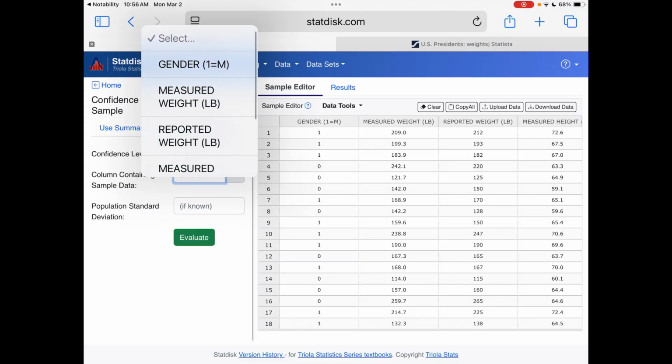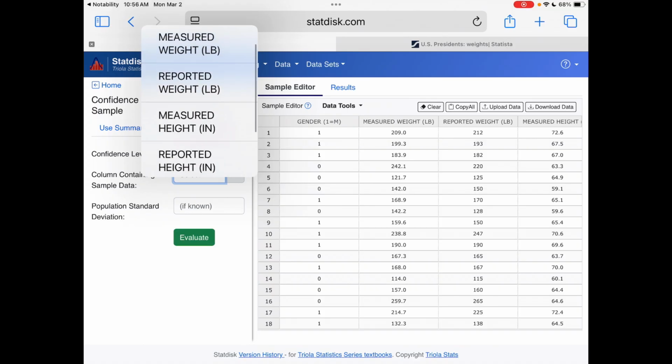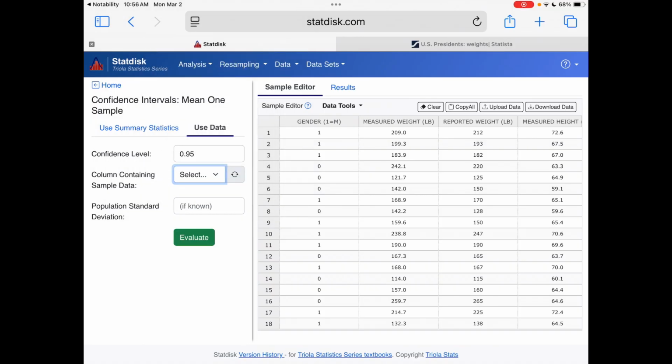Be careful because the measured weights are in pounds and in kilograms, and we are using pounds. Just like with height, it's used in inches and centimeters. We are using the inches ones. And then population standard deviation, if known. We do not know that, so you would leave it blank.